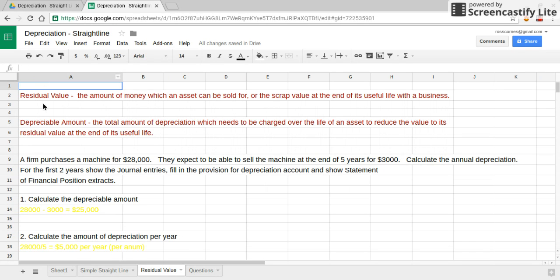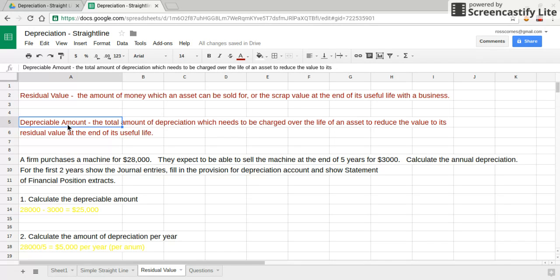Okay, in the real world, there's a bit of a complication because we have something called residual value. Residual value may be the scrap value or the amount you think you can sell your car for at the end of its useful life to the business. What we need to calculate first, before we can calculate how much depreciation, is a term called the depreciable amount. The depreciable amount is very, very straightforward. It's the original cost of the asset, take away the sale value, and that gives us the amount we need to reduce that asset's value by over its useful life.